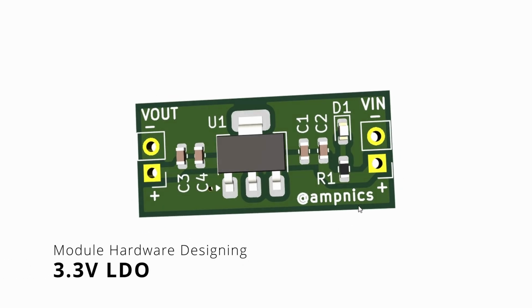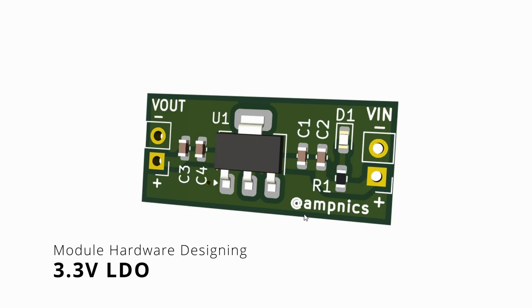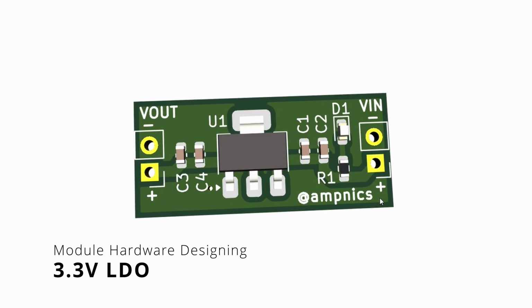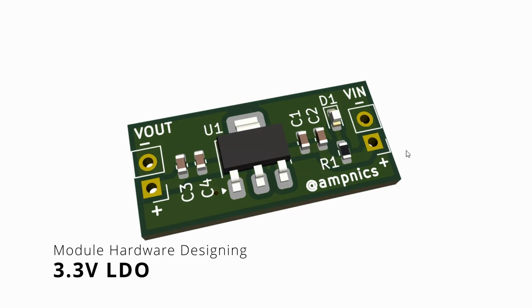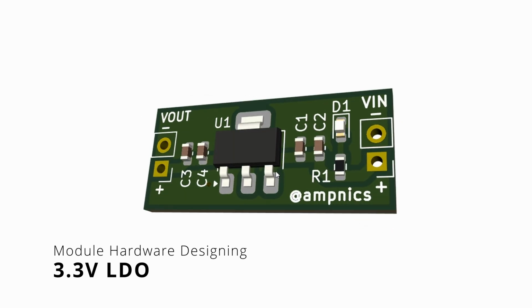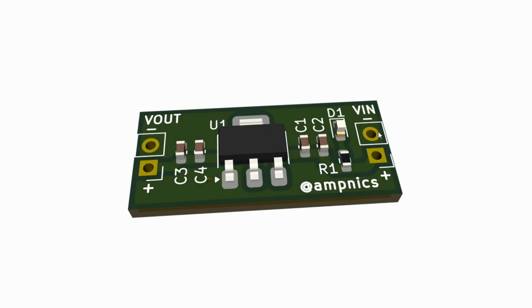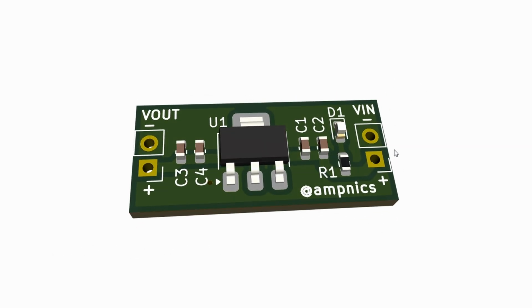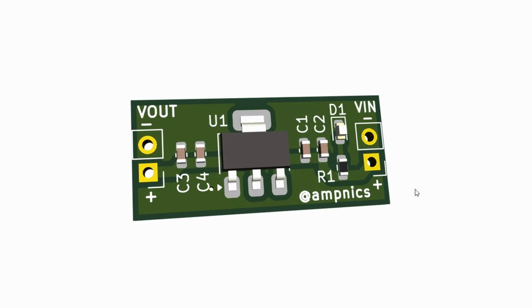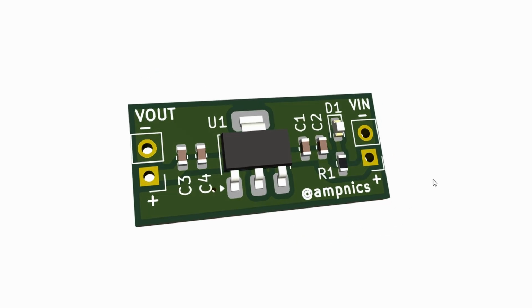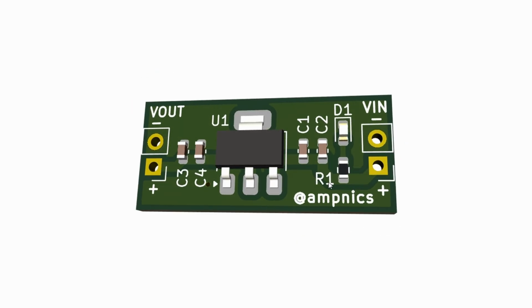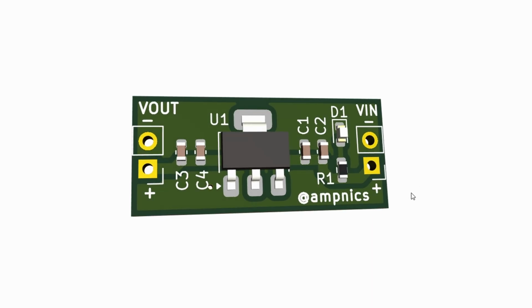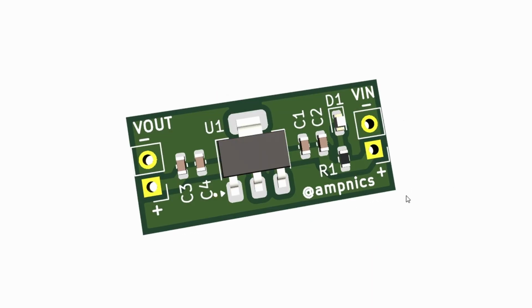In this video we are going to design an LDO which can convert 5 volt into 3.3 volt, and this is very popular for powering up microcontrollers like ESP32 or STM32 etc. So in this video I'm going to give you a detailed tutorial for designing the schematic, assigning the footprint and designing the complete layout. So let's get started.